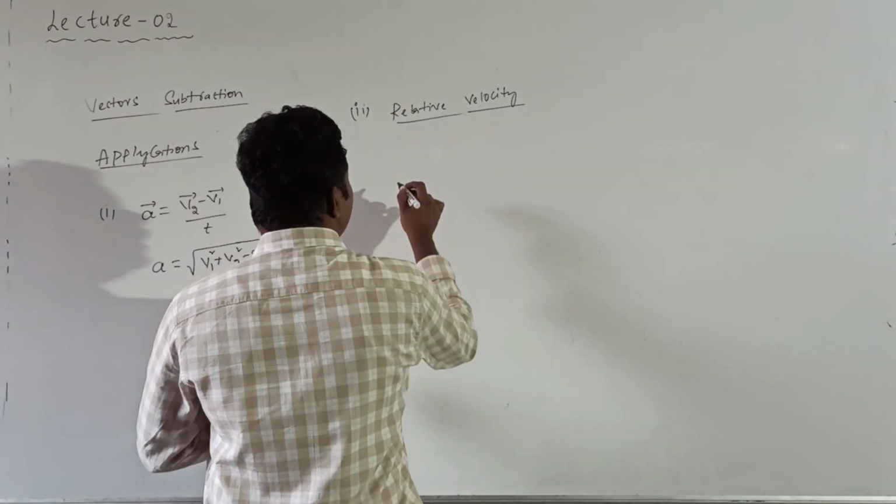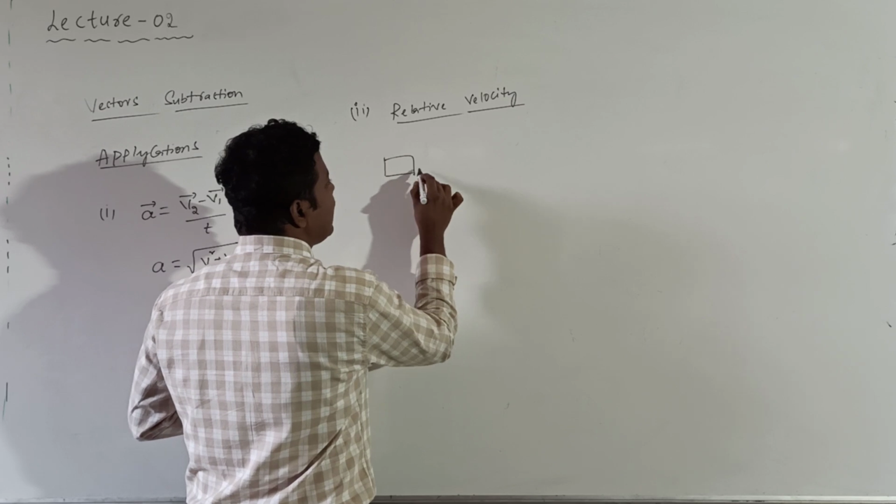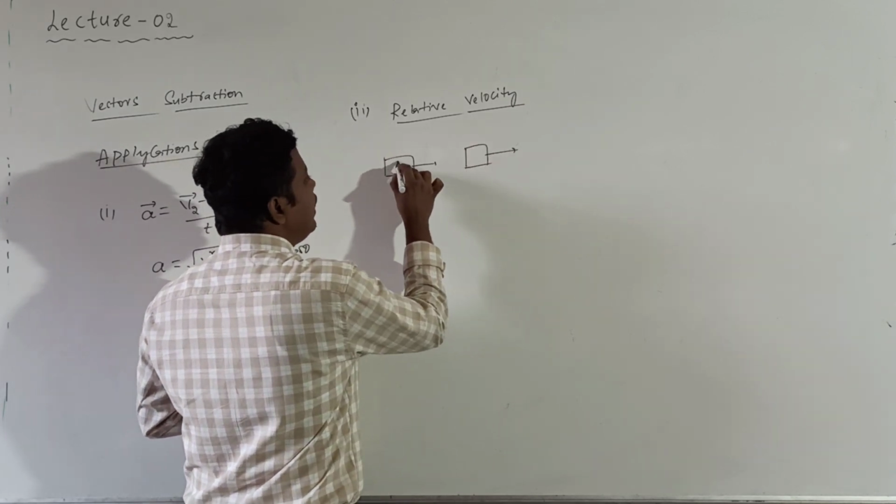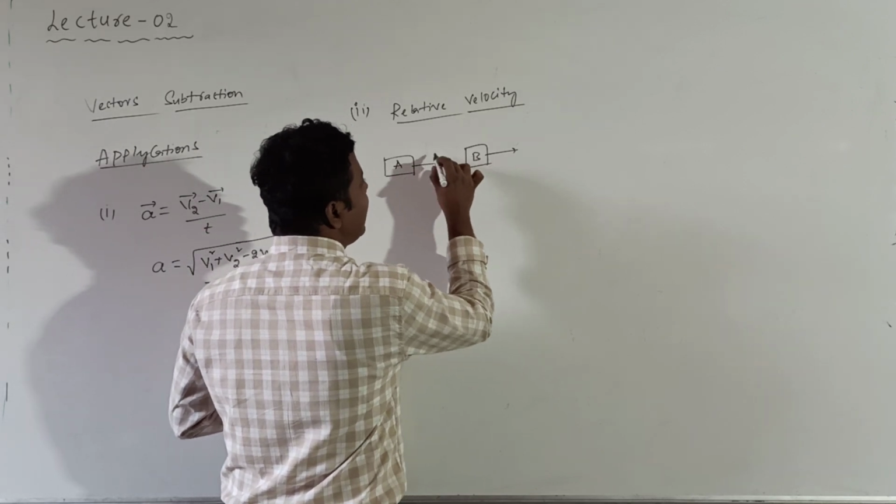So let us see the relative velocity. To calculate this relative velocity also, we need the concept of vector subtraction. Let me consider two bodies. One is A, the other is B.